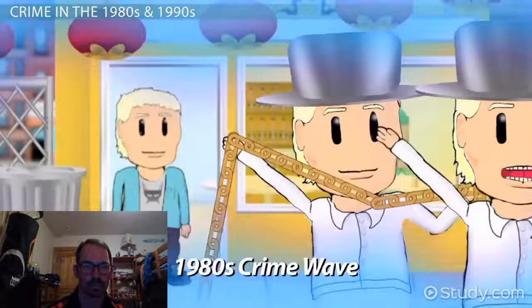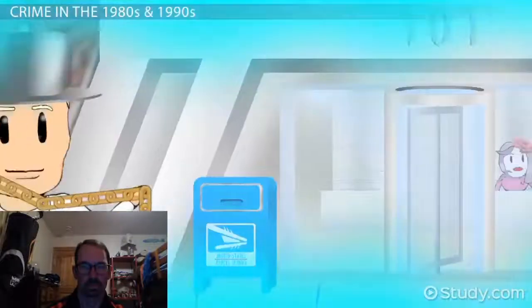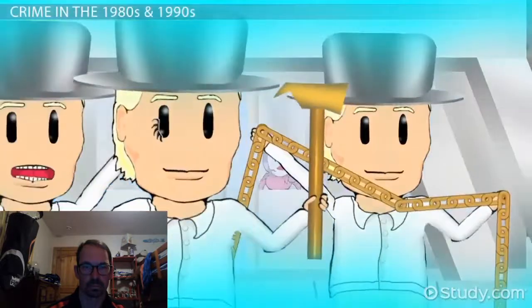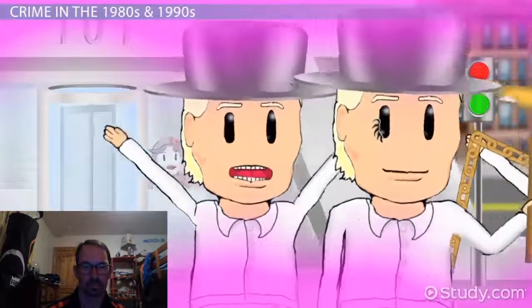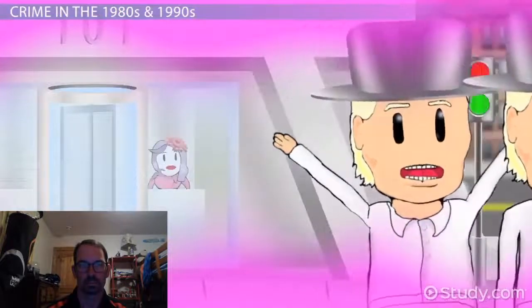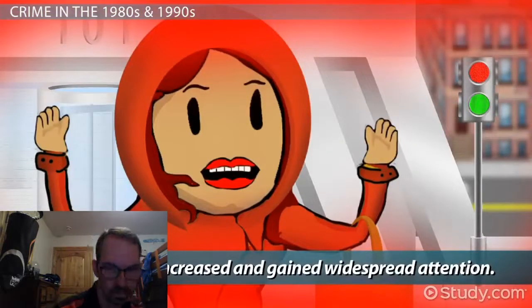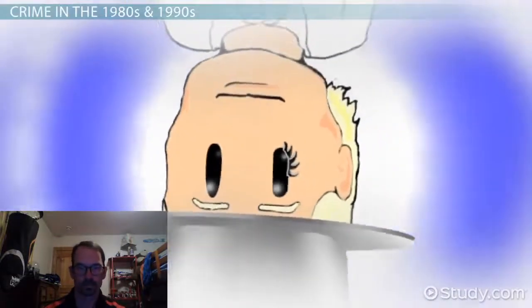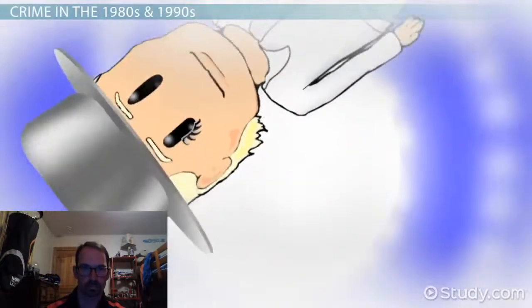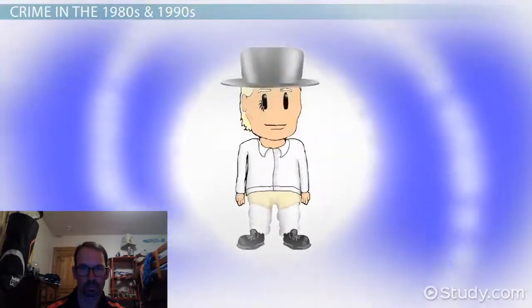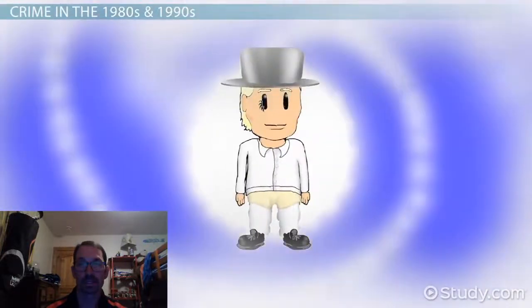But not all Americans felt the effects. Large urban areas seem to experience an increase in both property crimes and violent crimes through the early 1990s. In particular, homicide rates increased and gained widespread attention. Violent crime rates were higher among young males than ever before. Many experts pointed to the popularity of street gangs and a rising drug trade. So there you have it.